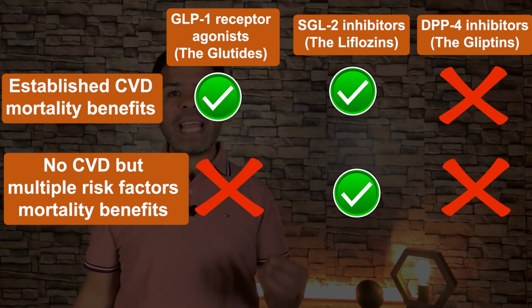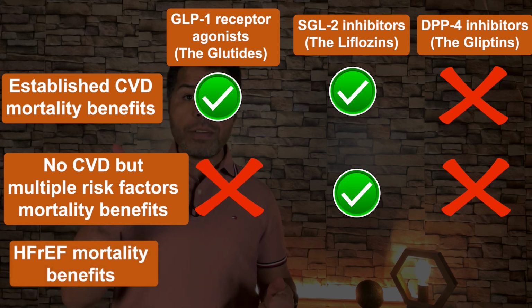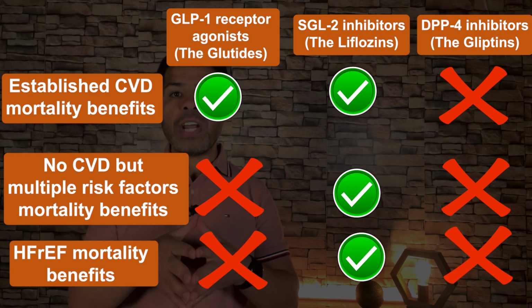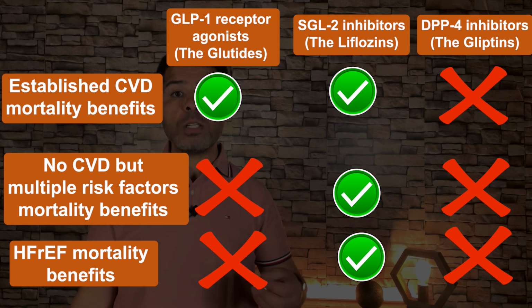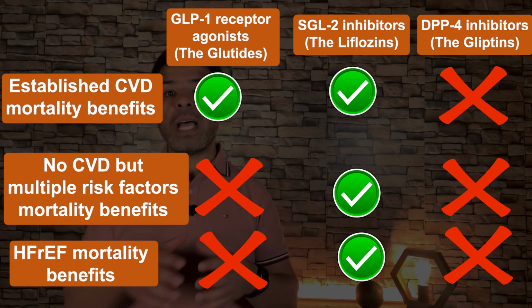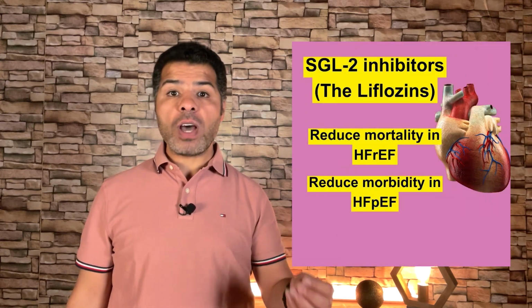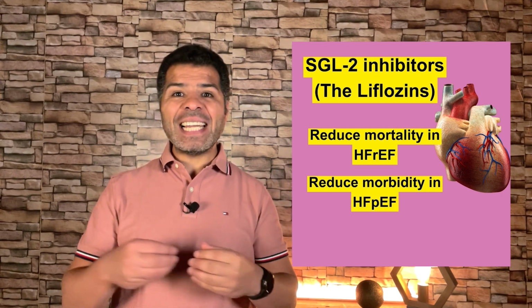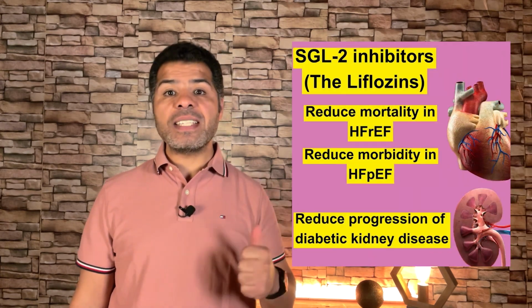Now, how about mortality benefits in heart failure? The liflozin family, SGLT2 inhibitors, reduce mortality in heart failure with reduced ejection fraction, and now they are considered part of the heart failure with reduced ejection fraction guided therapy, even in the absence of diabetes. In heart failure with preserved ejection fraction, they appear to reduce the risk of heart failure morbidity like hospitalization and improve quality of life, but did not clearly reduce the risk of mortality. SGLT2 inhibitors, the liflozin family, remember this name, do not stop there even. They also reduce the progression of diabetic kidney disease.